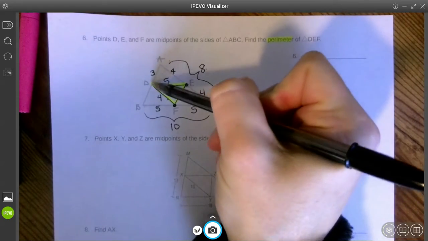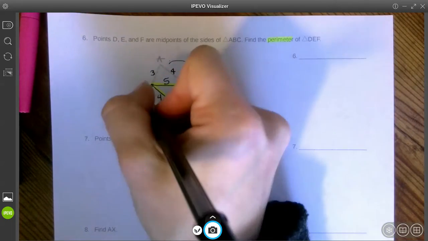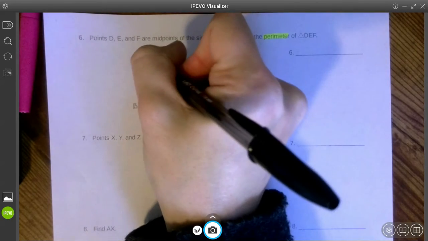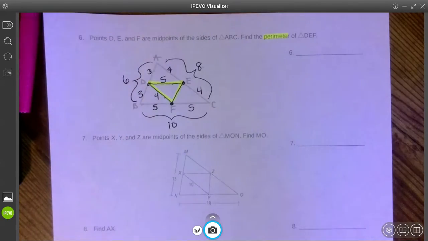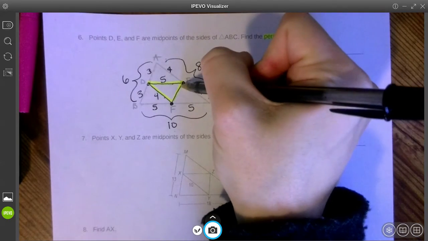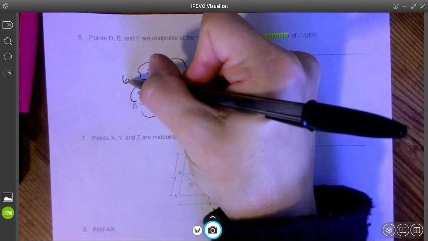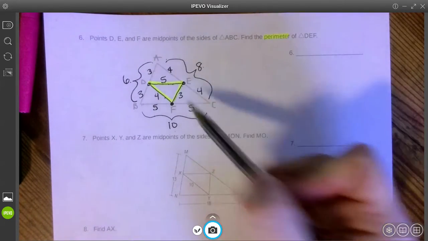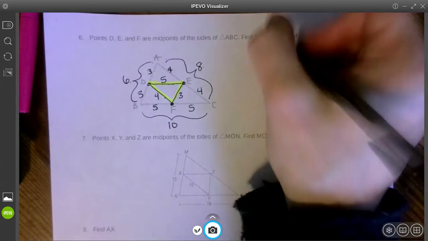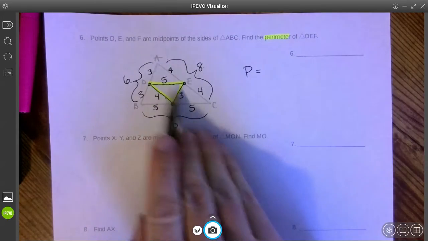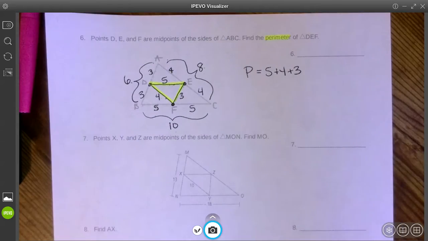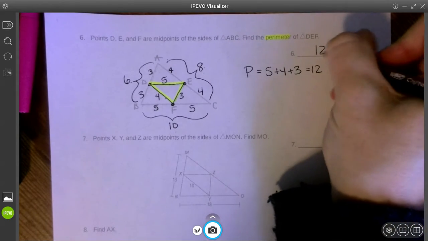AD has a length of 3, which must mean DB also has a length of 3 since D is in the middle. So AB has a length of 6, 3 plus 3. So the mid-segment EF is half the length of 6, which is 3. So now I have the lengths of all three sides of triangle DEF. I'm ready to find the perimeter. The perimeter is equal to these three lengths added together. 5 plus 4 plus 3, which gets me a perimeter of 12.